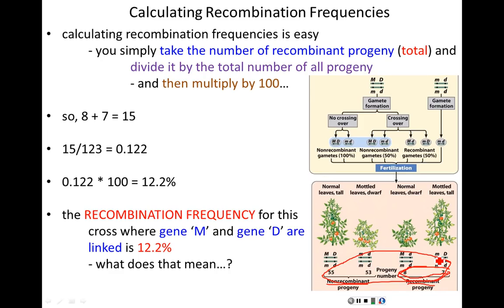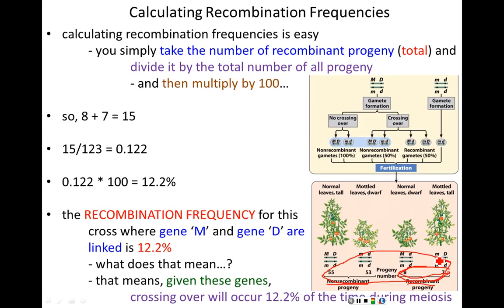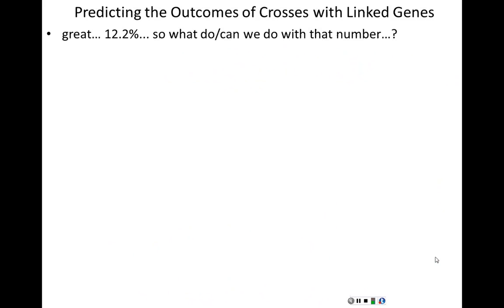Who cares? What does that mean? Well, it means that given these two genes, M and D, we can expect crossing over to occur during prophase 1 of meiosis 12.2% of the time. And in other words, 87.8% of the time, we will not get crossing over. We will not get recombination. Okay, so I guess that's trivially interesting in some freakish sort of way.